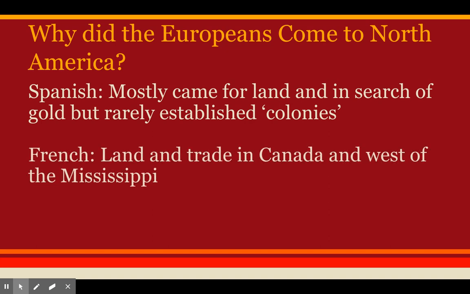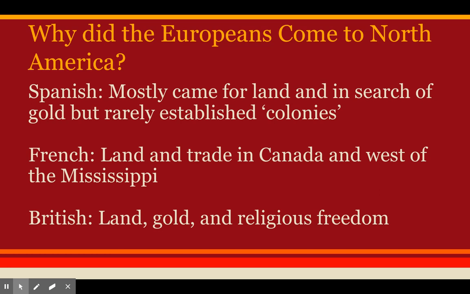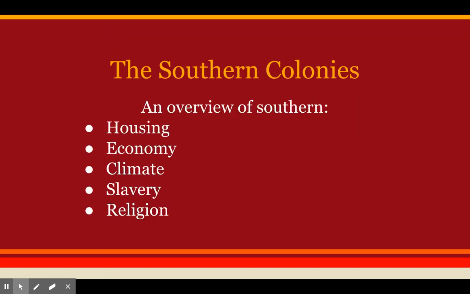The French, they too are in the horse race. They too are looking for land, and they're going to trade with Native Americans in Canada and west of the Mississippi. And they're going to be semi-successful. And lastly, the British, who see it as a marathon, are in it for land, for gold, and for religious freedom.